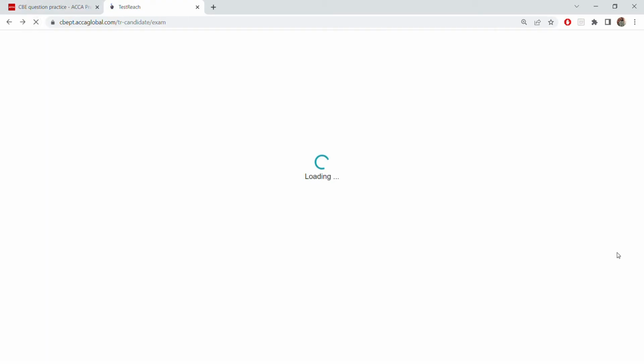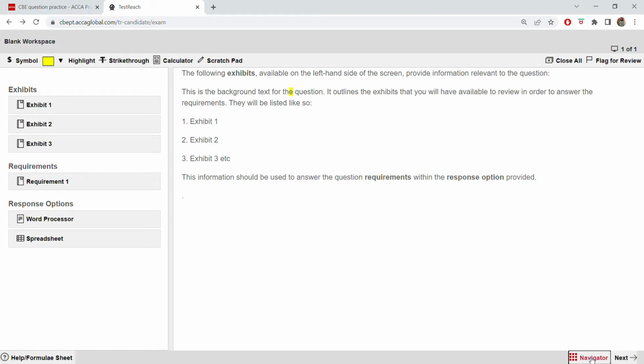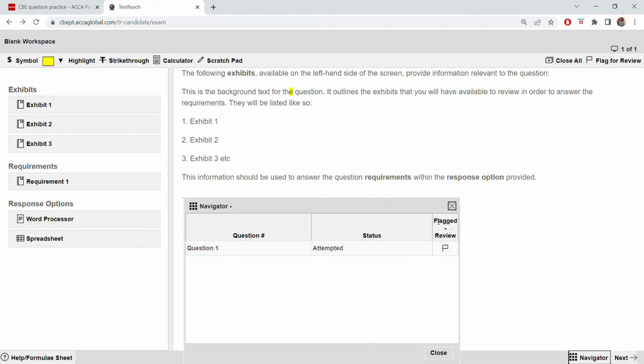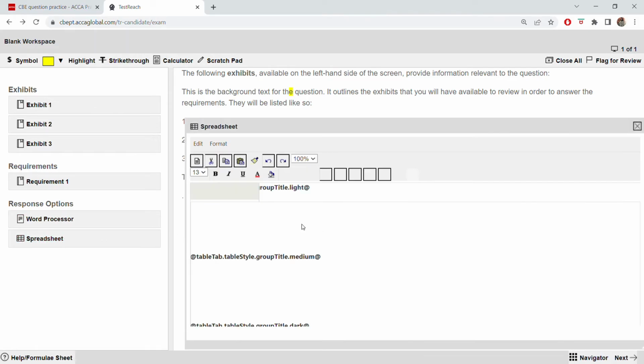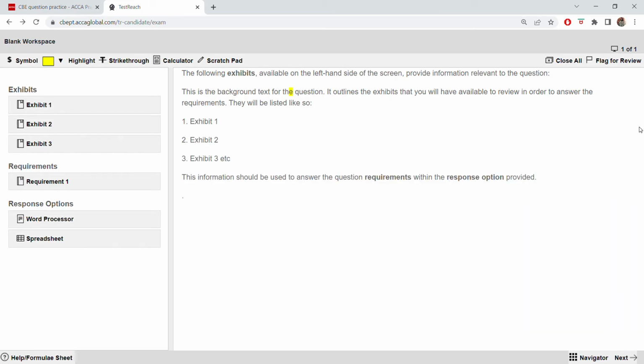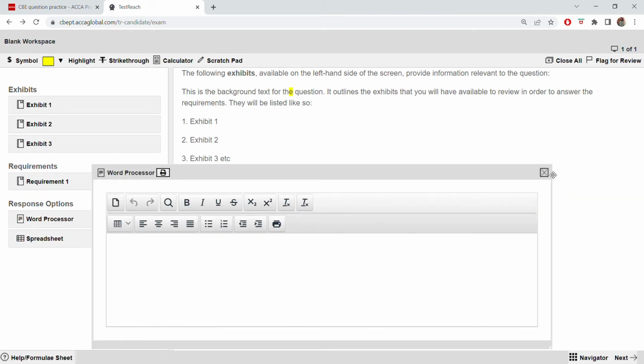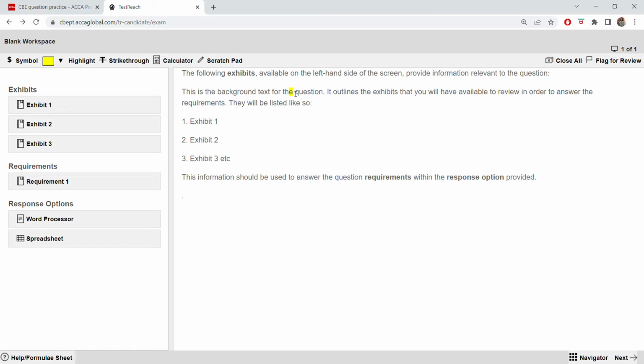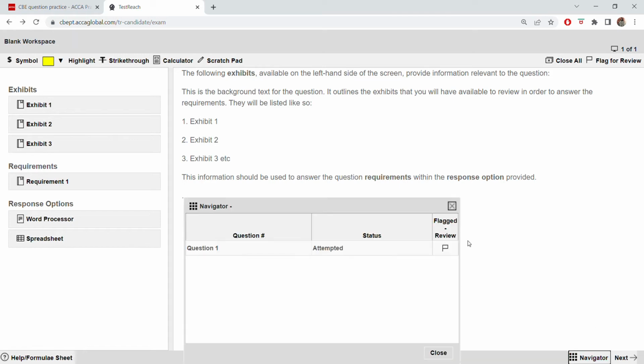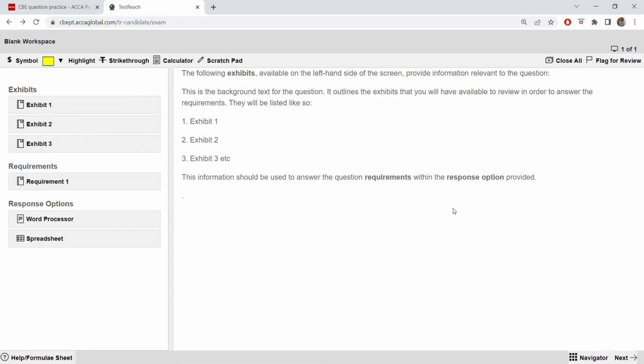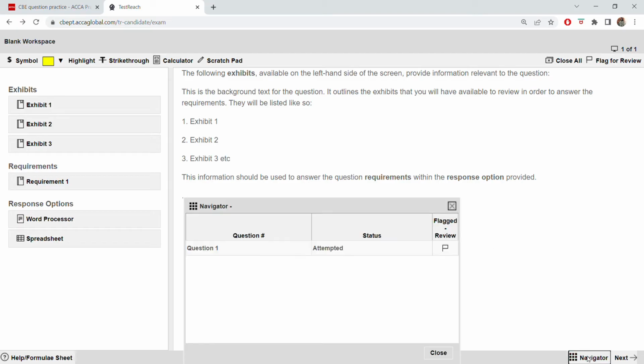I will refresh it and see. Go to the navigator. Okay, attempted. Okay, I've not entered though, but maybe because I have done it the first time, so even if I remove it, I think they are showing attempted. Okay, so the moment you leave it empty, it will show unattempted. The moment you put anything, it will show attempted. Here's just one question, but in your actual exam there will be 3 questions.